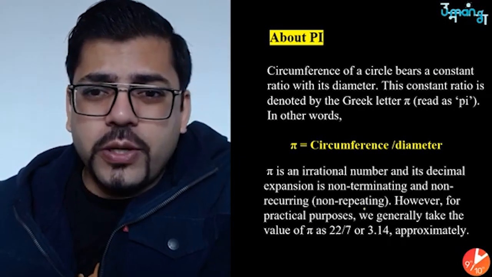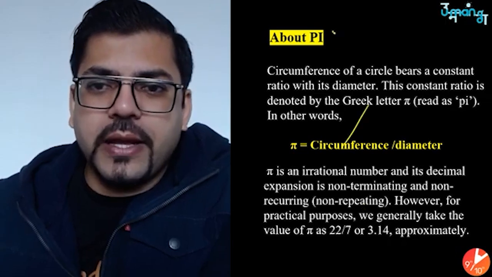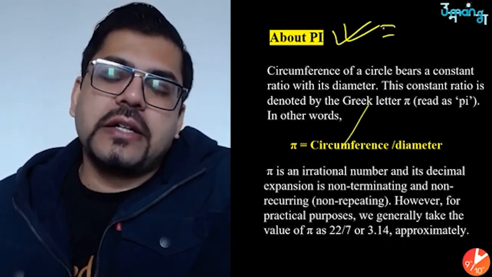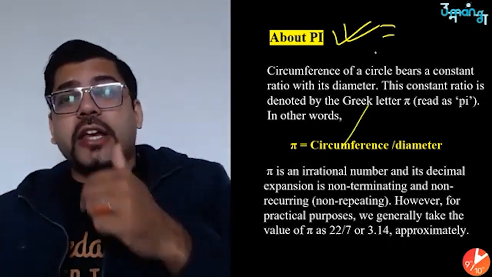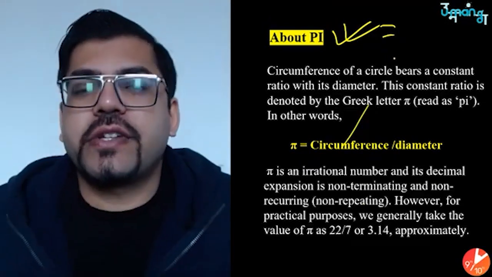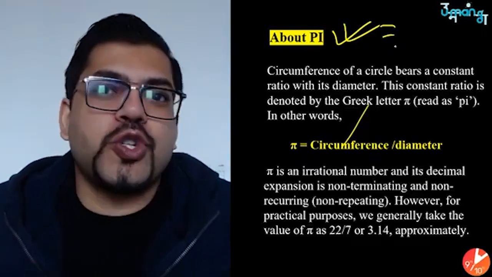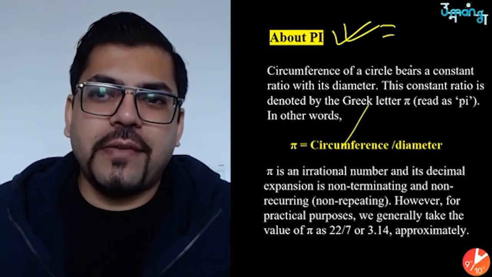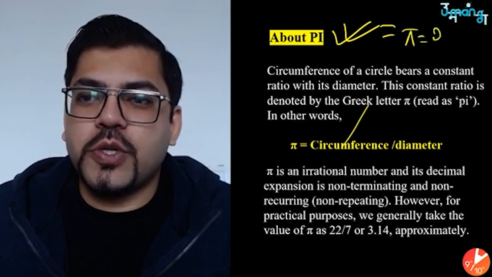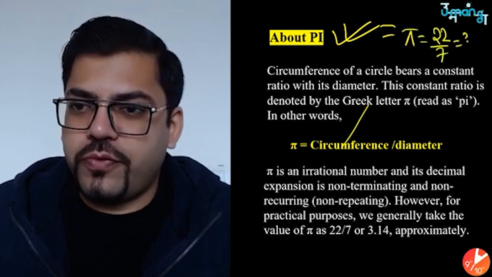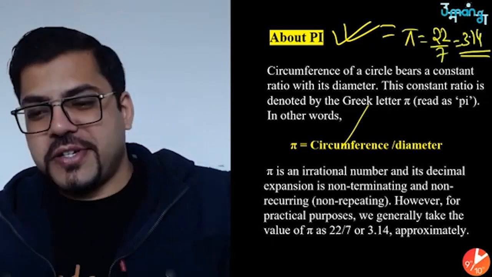What is pi? I don't think I need to tell you what pi is. You can say it is the ratio of the circumference of a circle divided by the diameter of the circle. That is the definition of pi. Although we just have to understand that pi is equal to 22 by 7 or 3.14. That's it. We don't have to get into so many details.